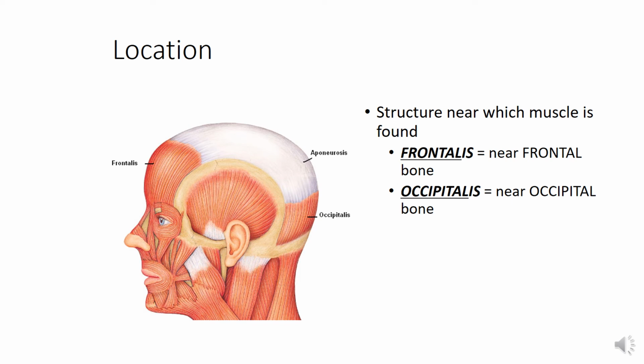Again, this is the region of the head. You can see here a muscle known as the occipitofrontalis muscle. It has two bellies, the frontal belly and the occipital belly. The frontal belly is lying near the frontal bone, while the occipital belly is lying near the occipital bone. Hence they are named according to the structure near which they are found.